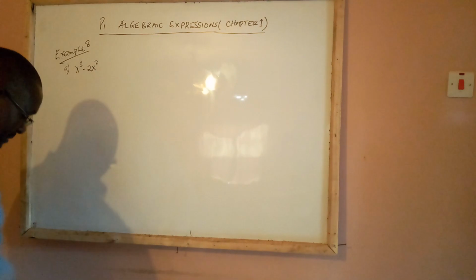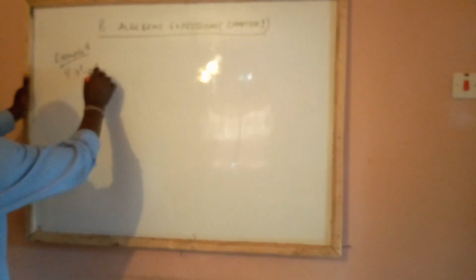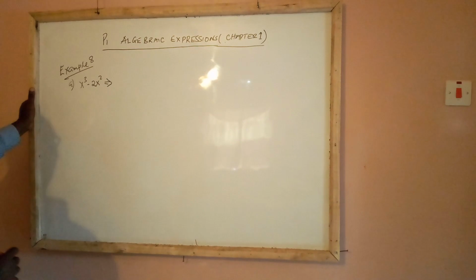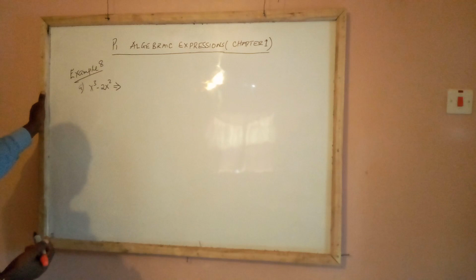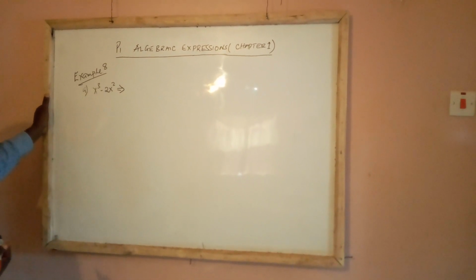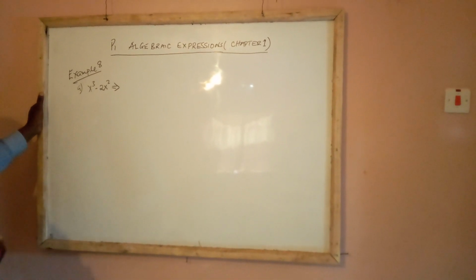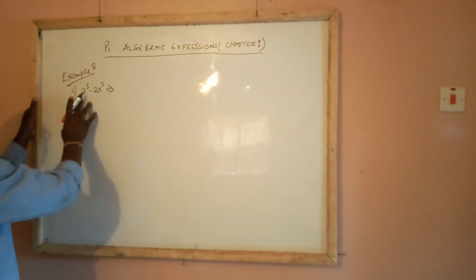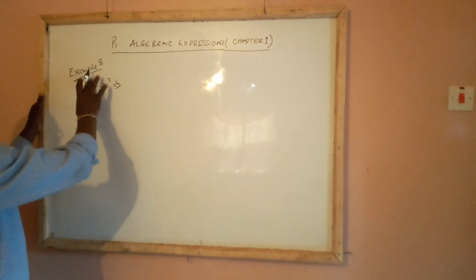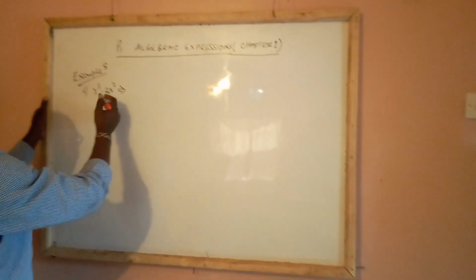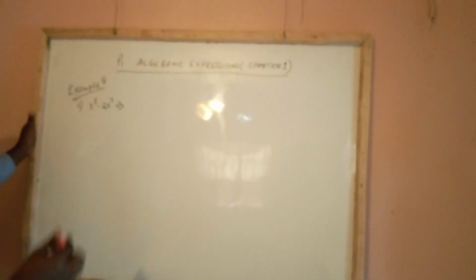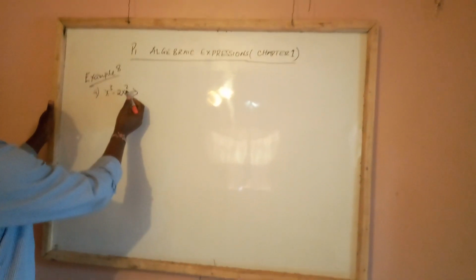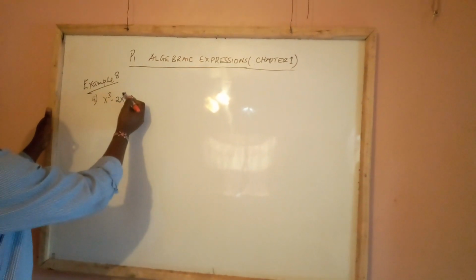X cubed minus 2x squared. There is nothing new here. We just have to identify what is common. Between x cubed and 2x squared, what is common is simply x squared. By the way, I must let you understand that if we have any unknown like x raised to any power, and in a different term we have x raised to a different power, what is common is that very x raised to the lower power. You realize that 2 is less than 3, so x squared is common.